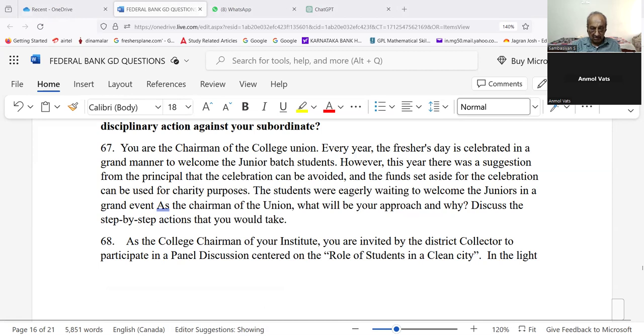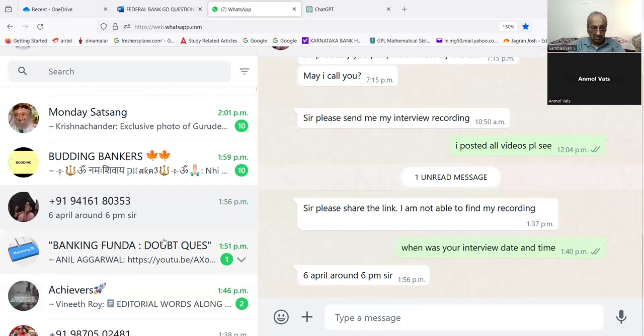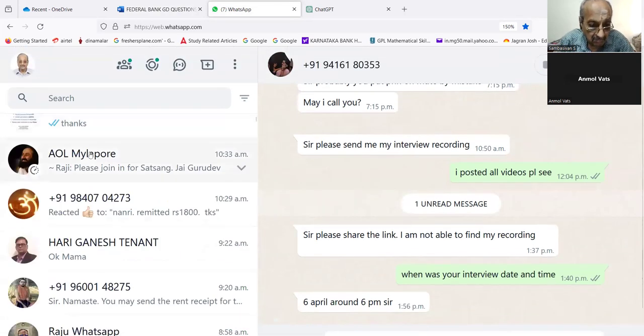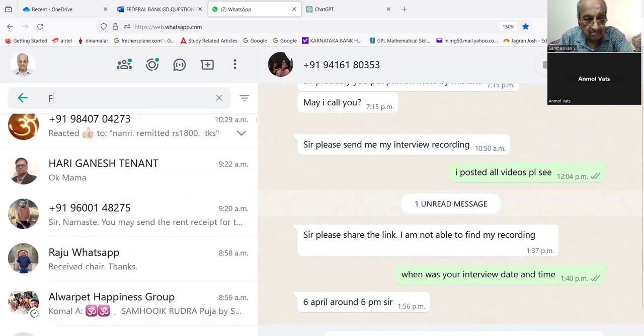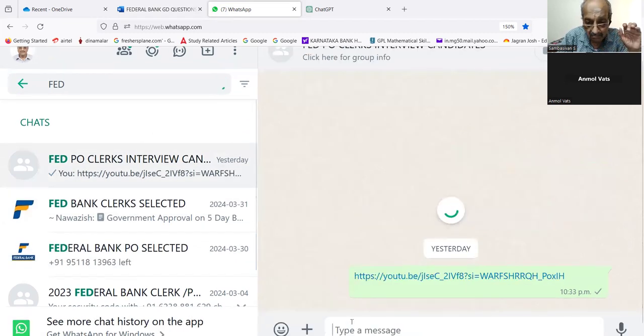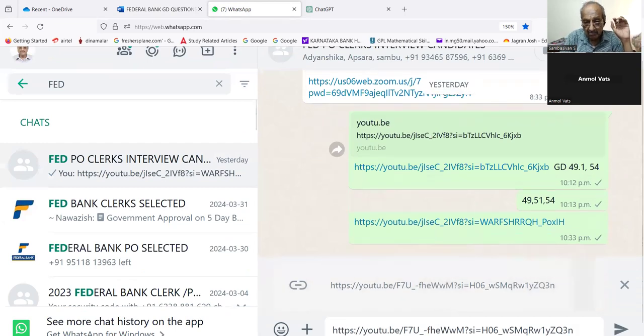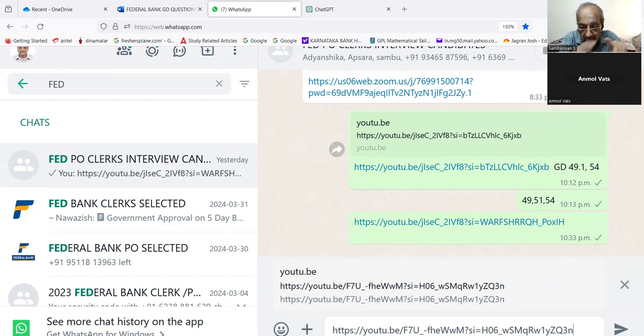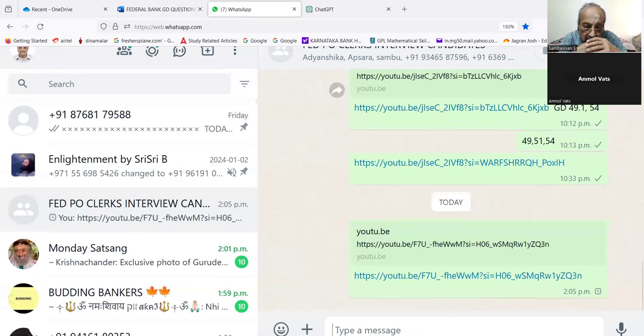So in this case, I would like to do both the things. First, we can donate some part of the money to the charity, and from the remaining part, we can celebrate not in a grand manner, but in a small type of gathering. We can celebrate that junior welcoming party also, so that both works can be done accordingly.